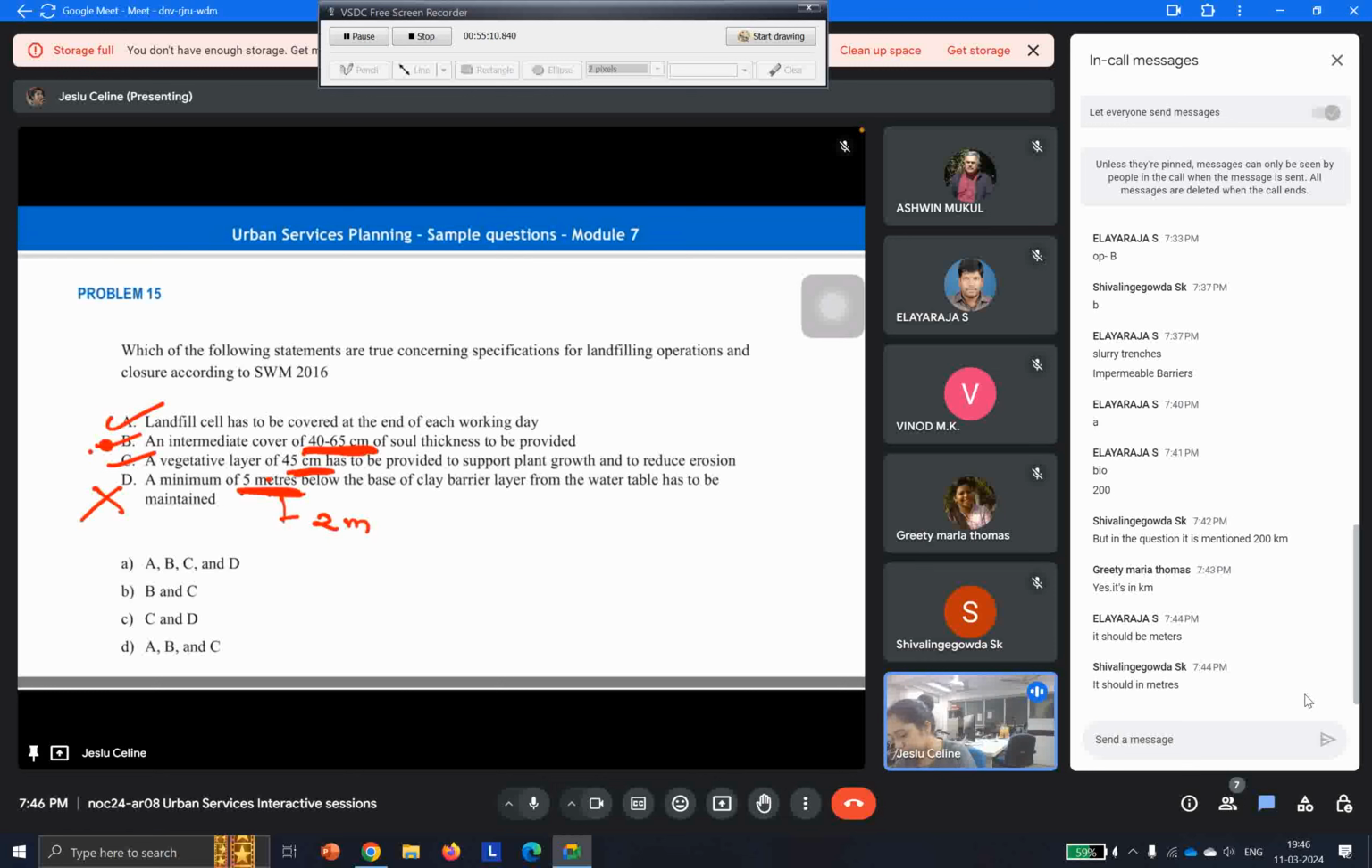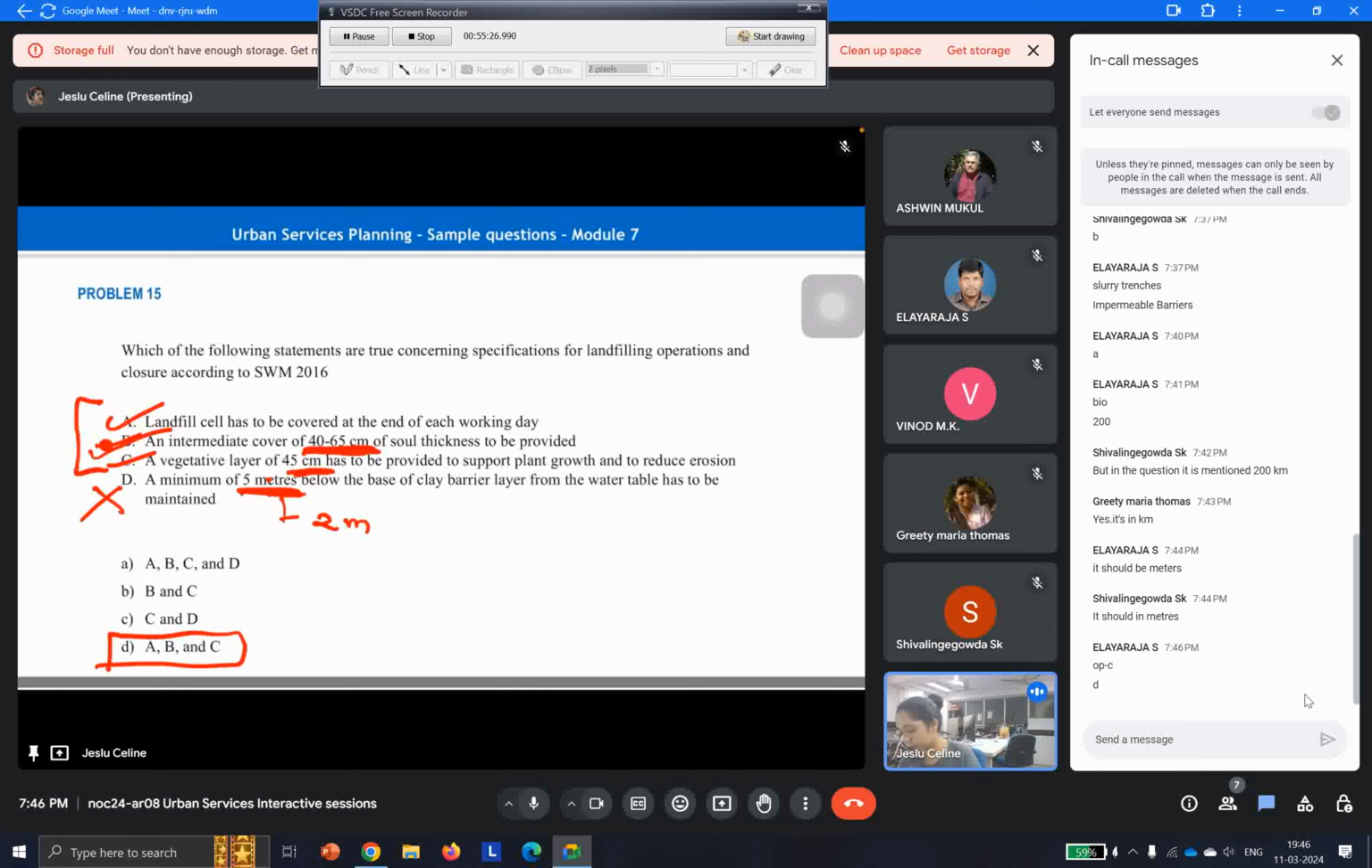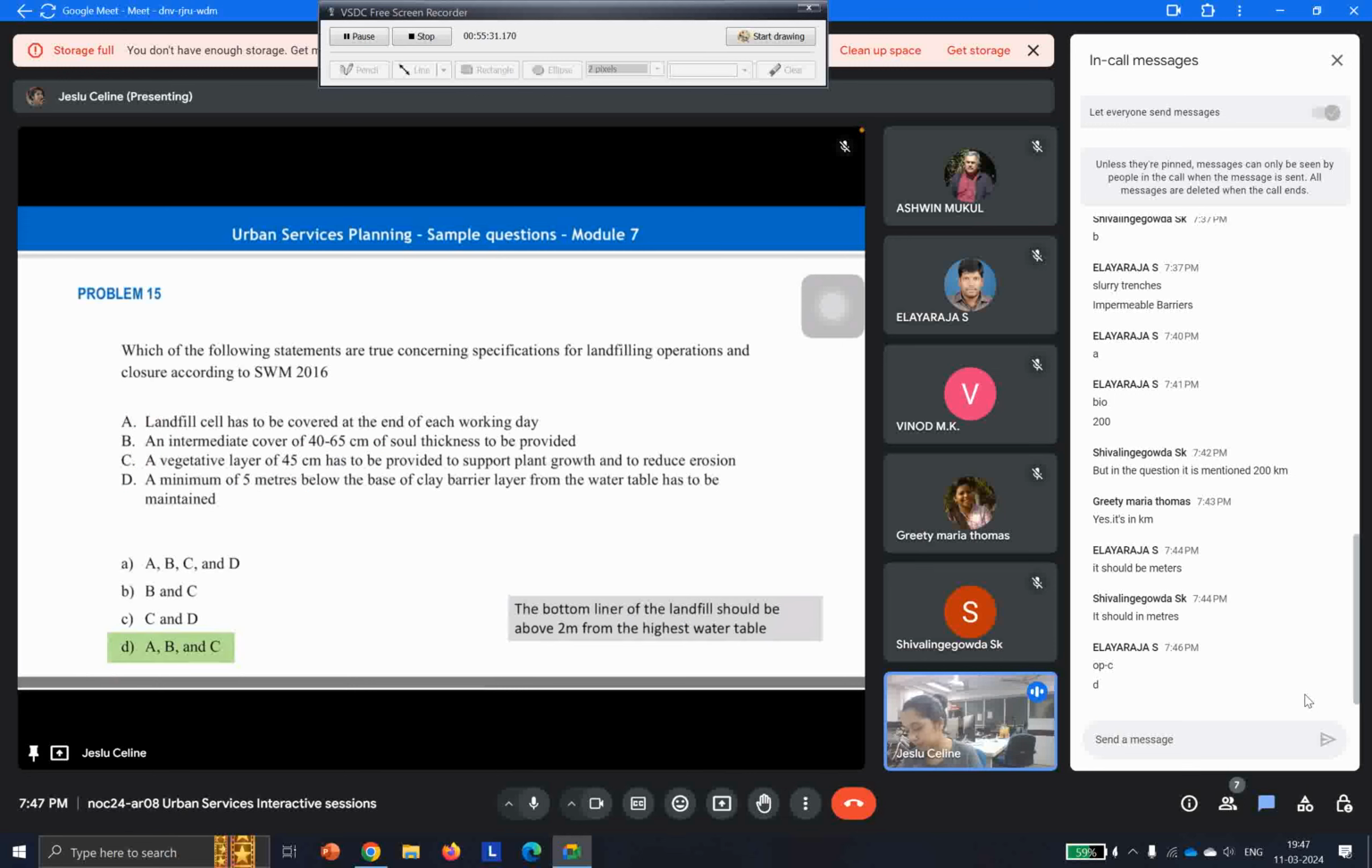This is also a correct statement. Intermediate cover can be 45 to 65 centimeter soil thickness. So they are asking which of the statements is wrong, which means A, B, C are correct statements. Only D is the wrong statement over there. So the mistake is that the bottom liner of the landfill should be only 2 meters above the highest water table. 5 meters is not needed.